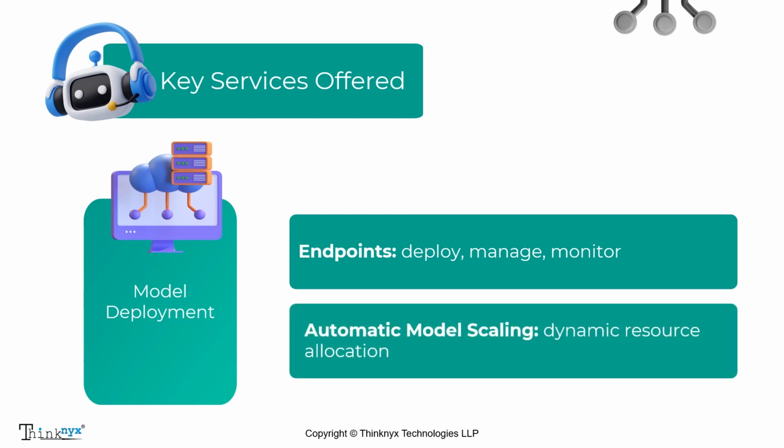Automatic model scaling in Amazon SageMaker refers to the capability of dynamically adjusting the computational resources allocated to machine learning models based on demand. When deploying models as endpoints for real-time inference, SageMaker automatically scales the underlying infrastructure to handle various levels of traffic. This ensures optimal performance and responsiveness even during peak usage periods, without the need for manual intervention.